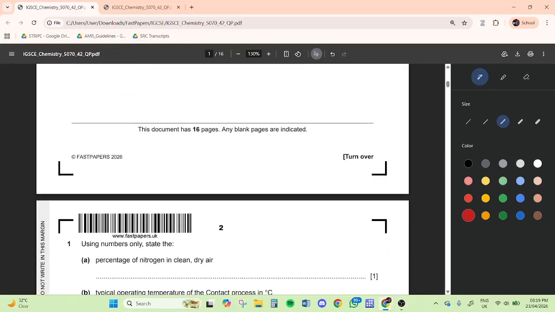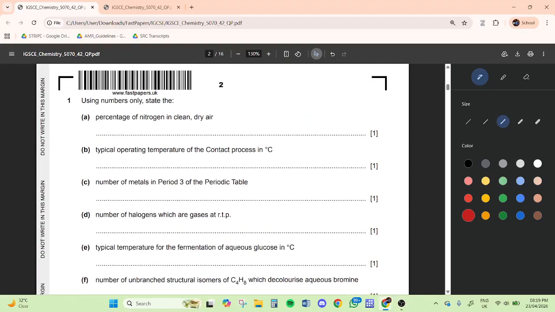So we're going to start with the first question. Typically, we see that these types of questions are pretty common. So first question, nothing too difficult. Using numbers only. So this is important over here. They're saying that using only numbers. So here you don't have to write in whole sentences, right? You can just write down the exact number that they want.